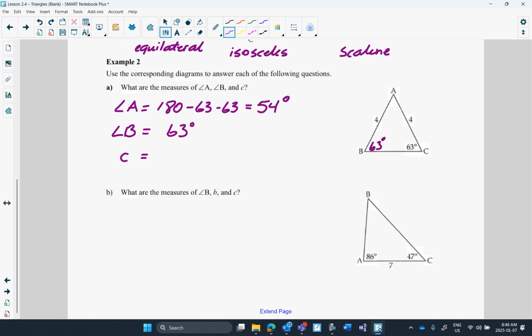And finally, angle C, we don't actually have to do any math calculating. You just have to figure out, okay, which of these three sides is little c. Isn't it opposite angle C? So here's angle C. Draw an arrow to the side opposite, and that's going to be little c. So little c is going to be 4.